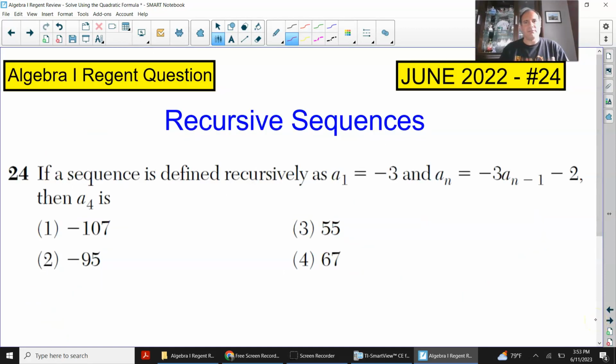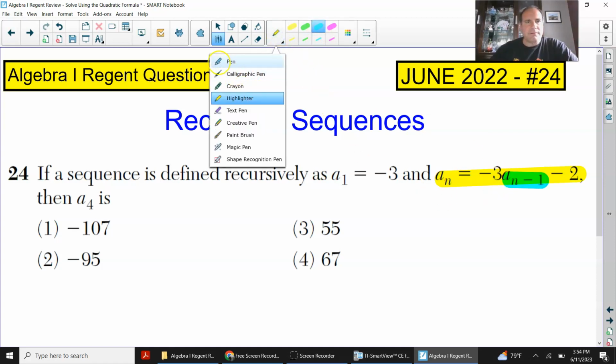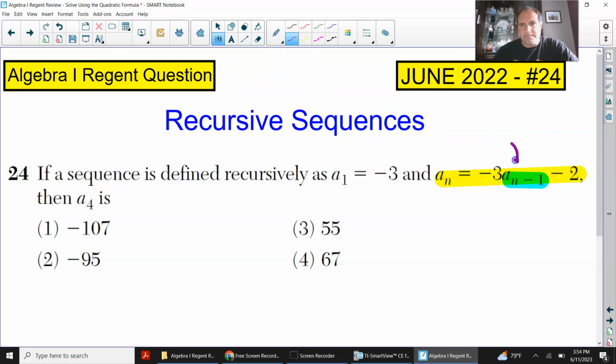Another question on the Regents. Again, it looks exactly the same except for this, which is right here. This is the recursive formula that they want you to use. And here is the prior term. They want a sub 4 this time. They gave you a sub 1, so I'm going to put a sub 1 equals negative 3.